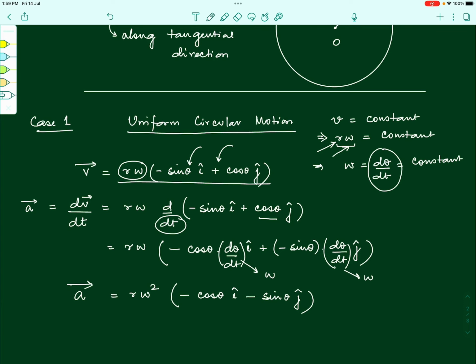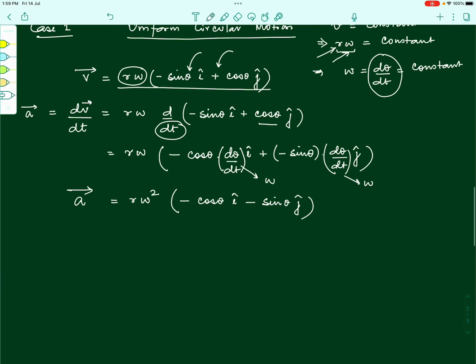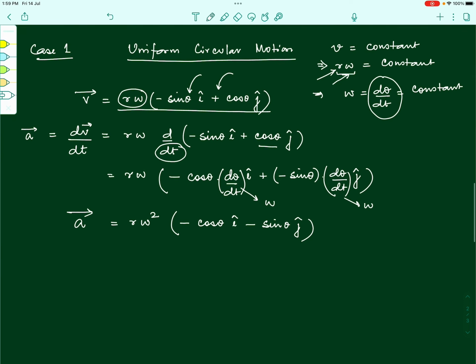This is what we are getting for vector A. Now, if you look at this expression carefully, this is once again a unit vector. In fact, if we recall, the unit vector r, the radial vector, was given by cos theta i cap plus sin theta j cap. So what we are getting here is just the negative of that, isn't it? This is just the negative of the radial vector r. So can we write it as r omega squared into minus r cap, right?